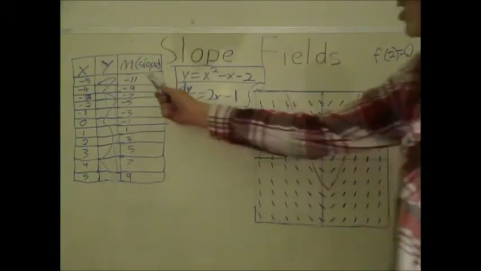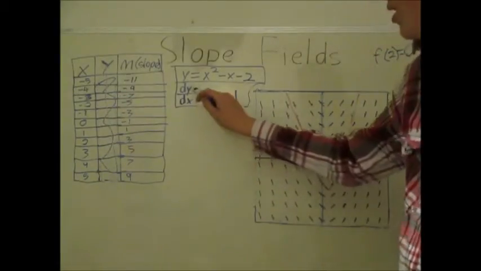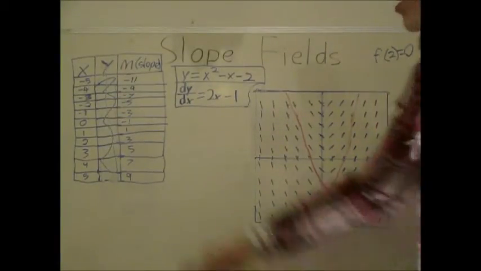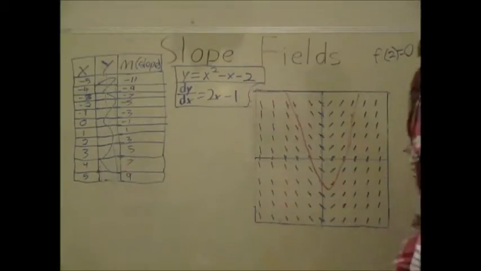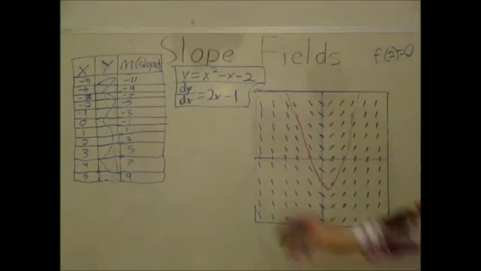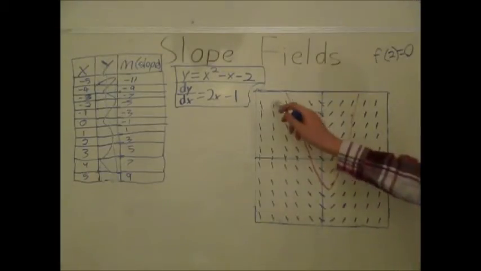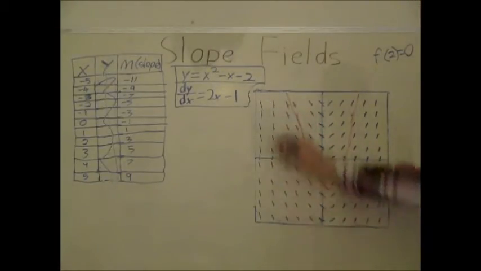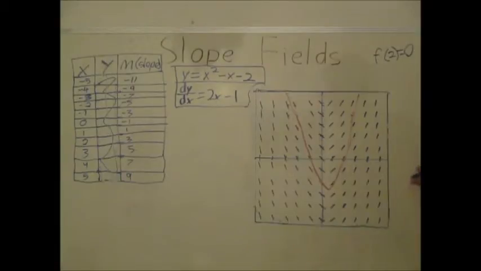Now, the way that we get this m is plugging each x into the differential equation. So you plug negative 5 in, 2 times negative 5 is negative 10, minus 1, negative 11. Do this for all those, and now we have all the slopes. Plug that slope in for each and every single one of these points, and we have our graph.